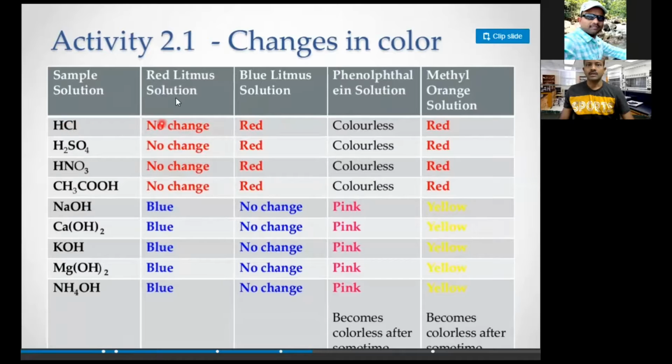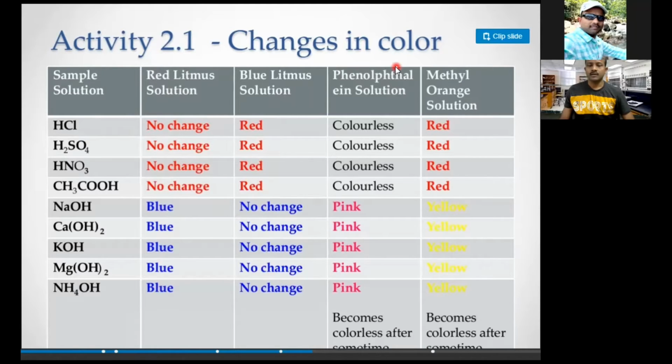Acid and red litmus solution, they don't give any color change. Okay, red will give red only, right? But when you pour this red litmus solution into any base, it will give blue color. Similarly, blue litmus solution changes in acid to the red color, but bases will not give any color change.